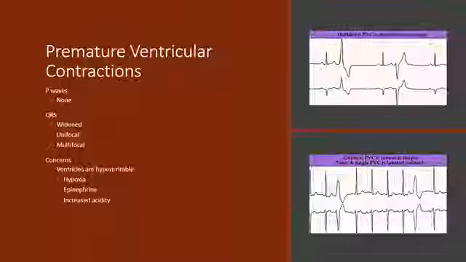If we see an increase in carbon dioxide retention and the blood becomes more acidic, let's say the patient's not breathing adequately and they start to retain carbon dioxide, the increase in hydrogen ions and the resulting decrease in pH of the blood can make the ventricles hyperirritable, and we can see PVCs from that as well.